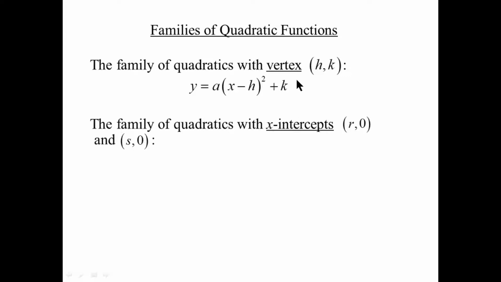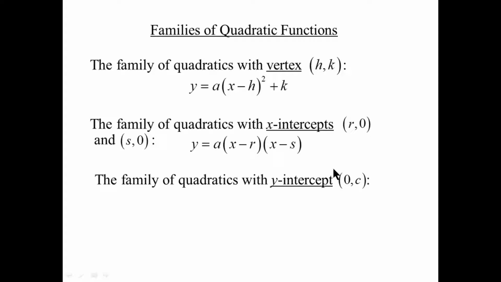The family of quadratics with x-intercepts given as (r, 0) and (s, 0) is y equals a times (x minus r) times (x minus s). Again, this says minus r, so the sign will be opposite in the bracket than it is in the given x-intercept.